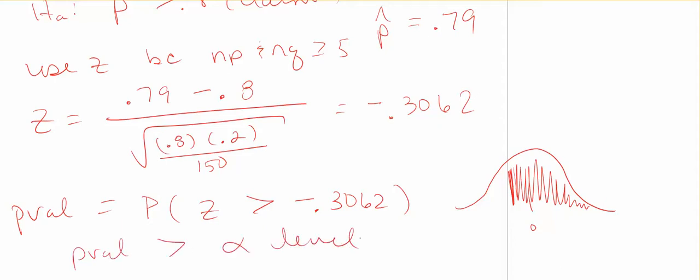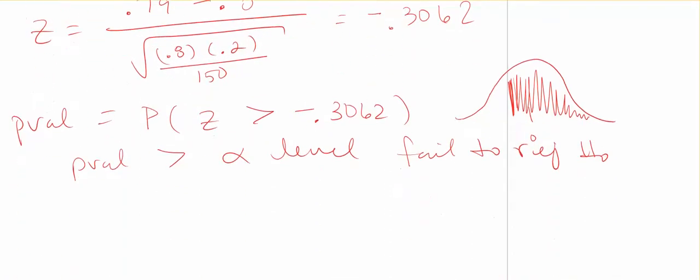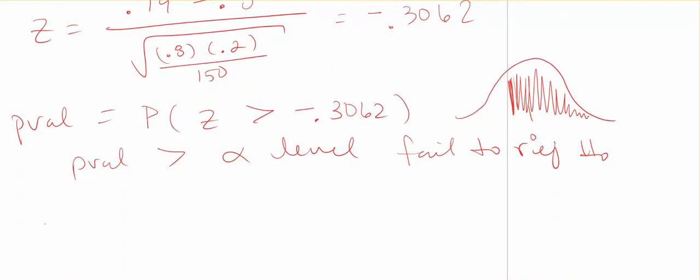What does that mean for this problem? Well, it still means we failed to reject the null. Where was the claim? The claim was the HA. So since we failed to reject the null, we also reject the HA, right? And so now we're going to say that there is no evidence for greater than 80.